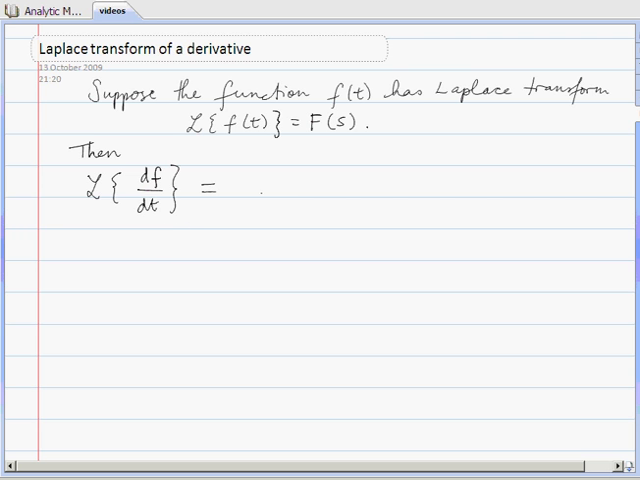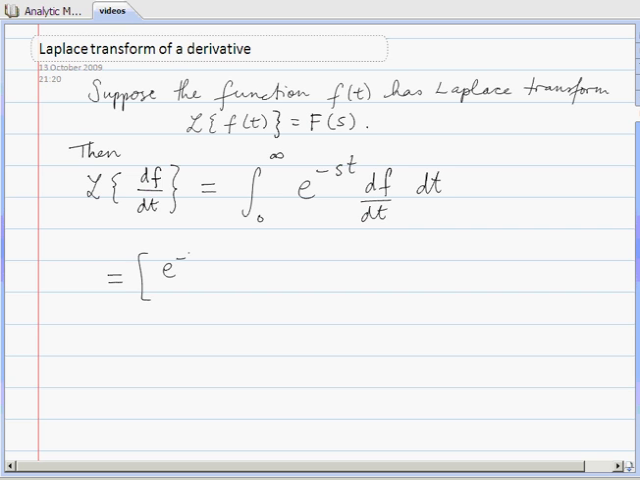f. Well, applying the definition, we see that this is the integral from 0 to infinity of e to the minus st times the derivative df dt. This integral takes place with respect to t. Now, this integral is set up and ready to adapt using the technique of integration by parts.